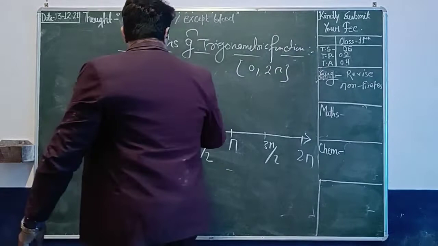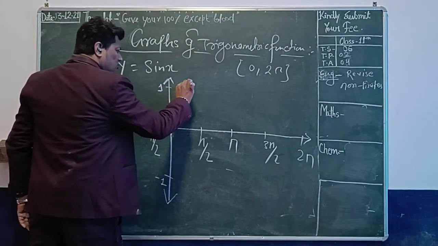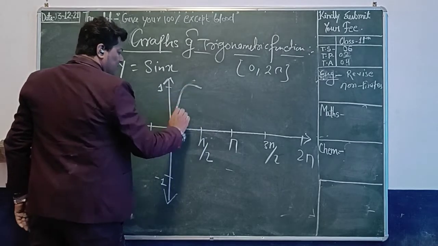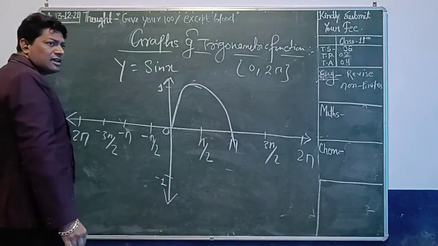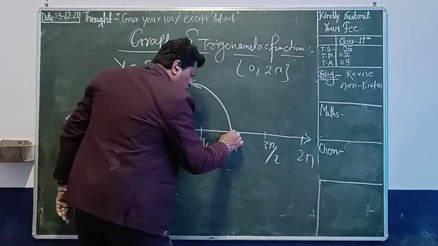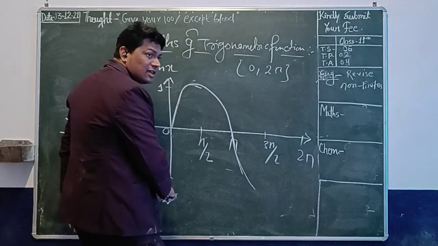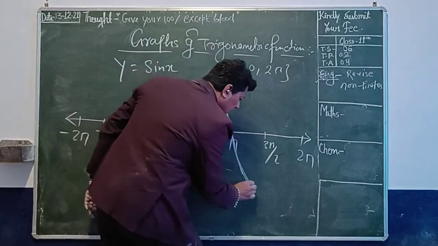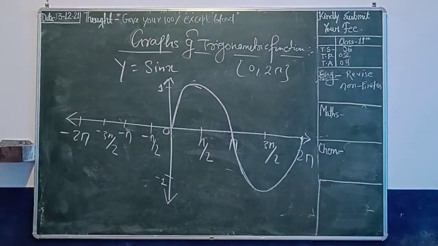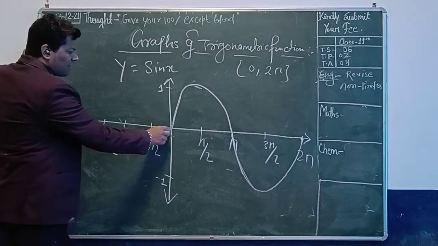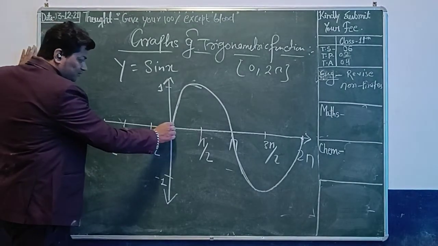So what are you getting? You are getting here like this. At pi by 2, you are getting 1. So the graph will be like this here. Getting my point? Again at 3 pi by 2, you will get minus 1. And again here you will get 0. In the same way, the graph will be like this.